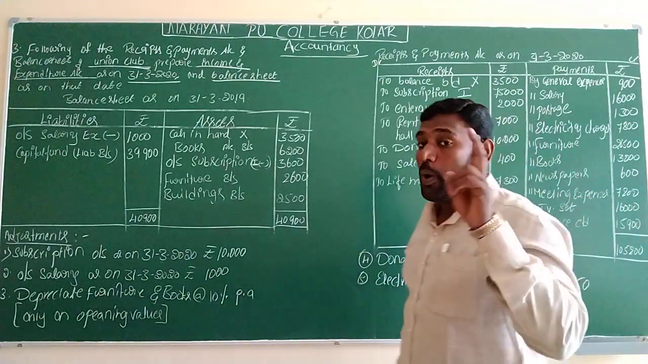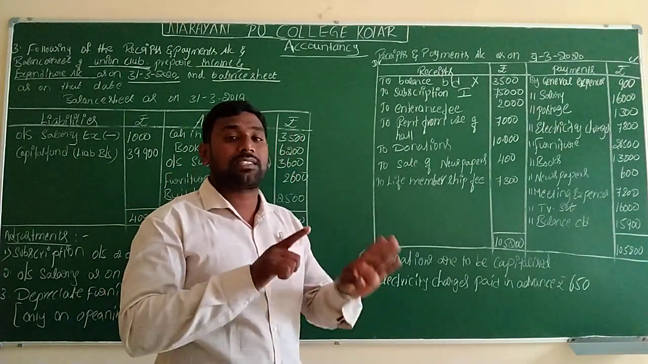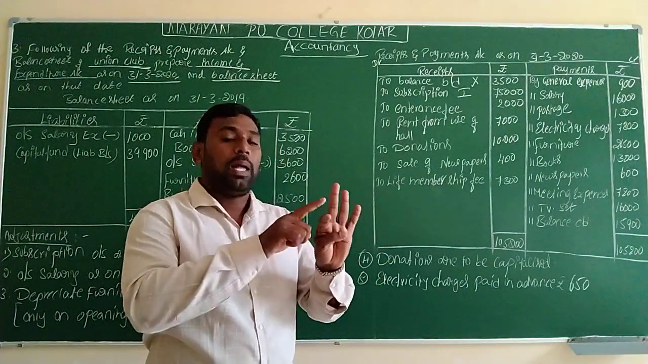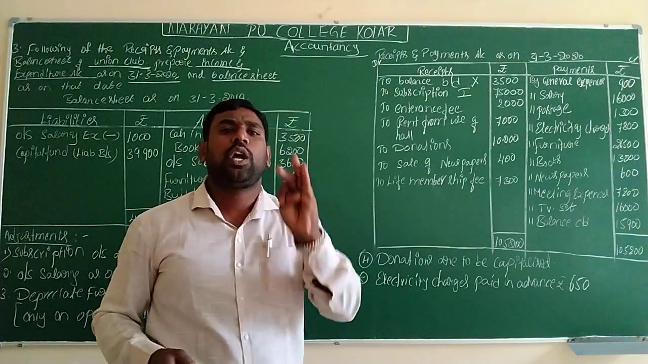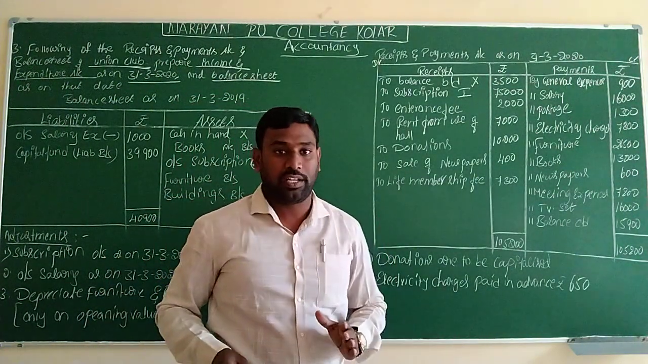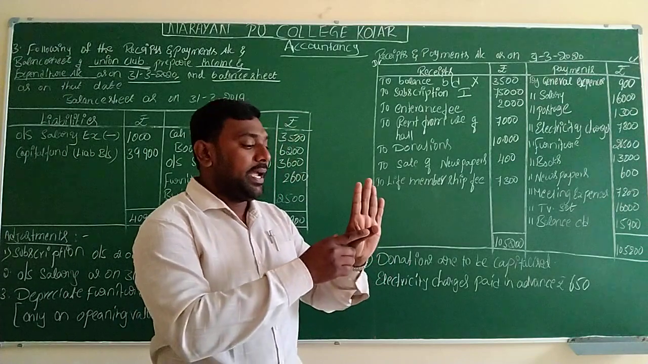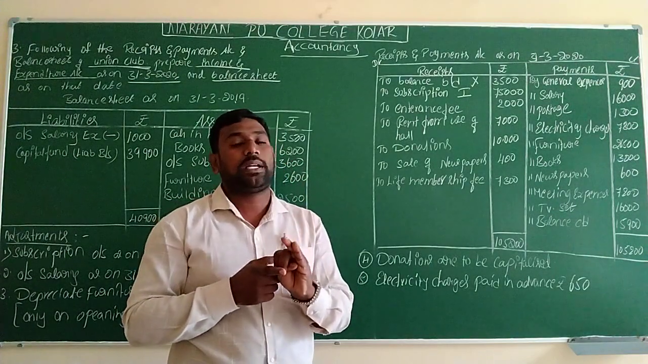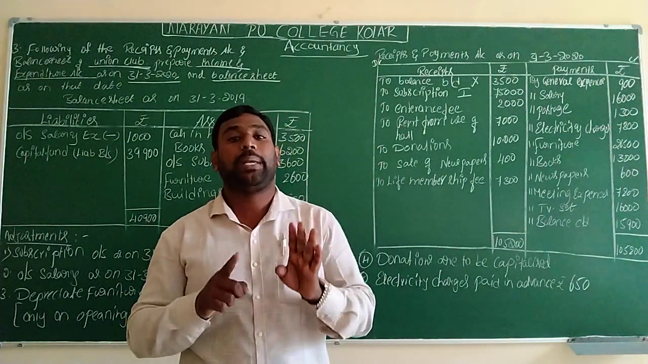So here are 2 points you have to keep in your mind. If it is a newly started non-profit organization, entrance fees, life membership fees and donations, these three things we should always add to the capital fund. If the capital fund is not given, these three things will be considered as the capital fund. Which are those? Entrance fees, life membership fees, donations. These three things should be considered as capital if it is a newly started NPO.